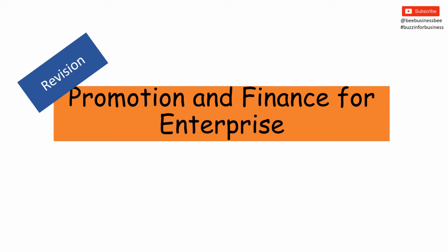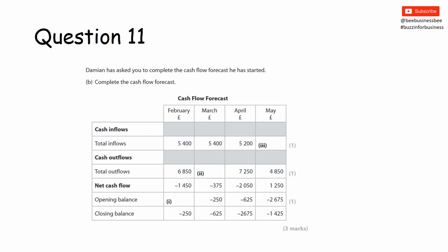Day 11 of the 12 days of business. So today we have a cash flow forecast, and you can see you've got 3 areas you need to complete. You have to do the opening balance for February, you have to do the total outflows for March, and you need to do the total inflows for May. Pause the video while you do this, and then let's look at the answers.